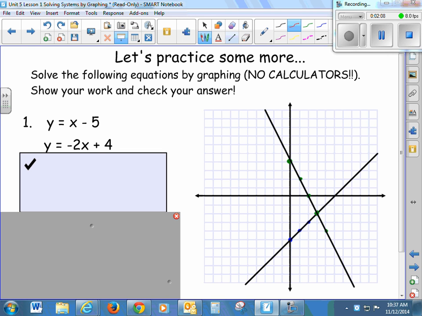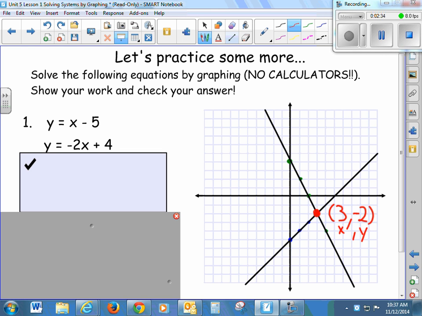We're going to zone in on that red dot right here where they intersect. And where they intersect is going to be positive 3, negative 2. Positive 3, negative 2. Now we want to make sure that we did this correctly, so we're going to put this point into both equations to check.